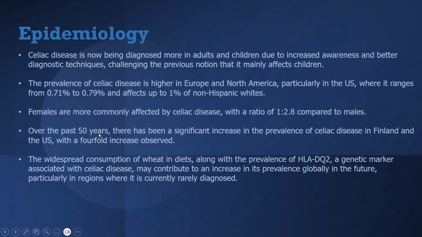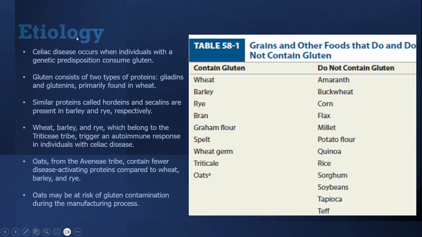Over the past 50 years, there has been a significant increase in the prevalence of celiac disease in Finland and the United States, with a fourfold increase observed. The widespread consumption of wheat in diets, along with the prevalence of HLA-DQ2, a genetic marker associated with celiac disease, may contribute to an increase in its prevalence globally in the future, particularly in regions where it is currently rarely diagnosed. Now, etiology part. Celiac disease occurs when individuals with a genetic predisposition consume gluten.